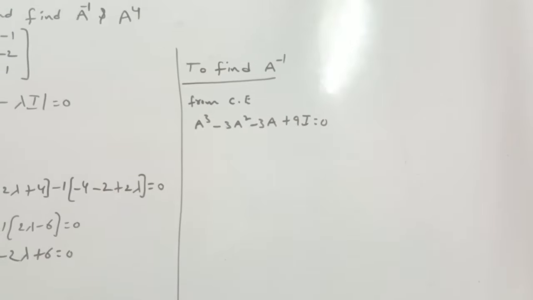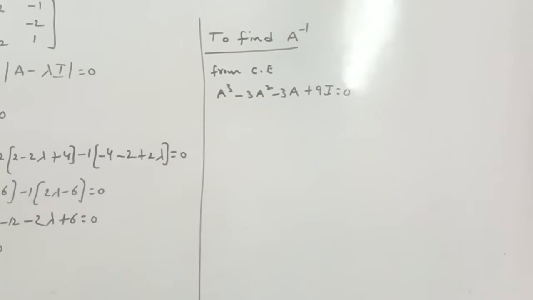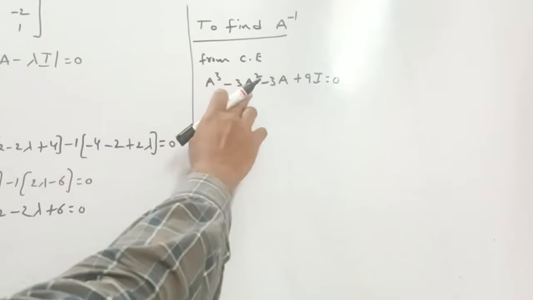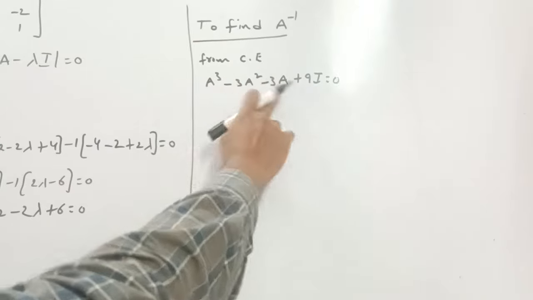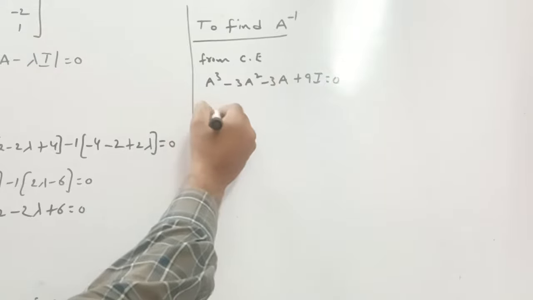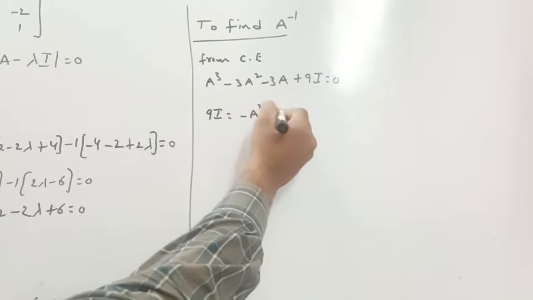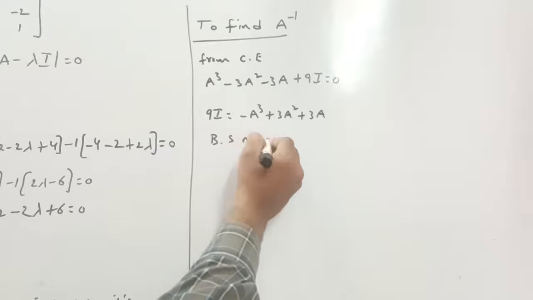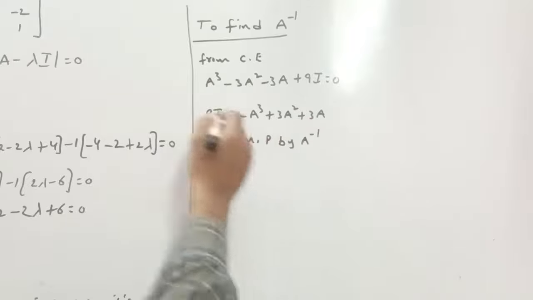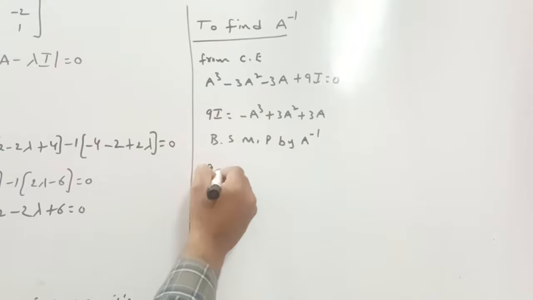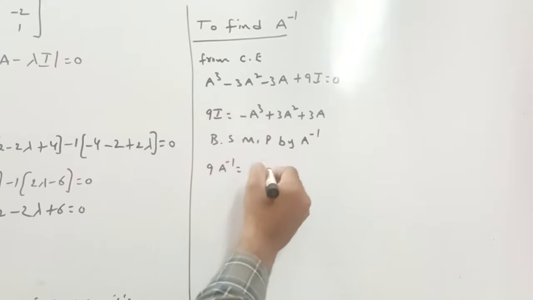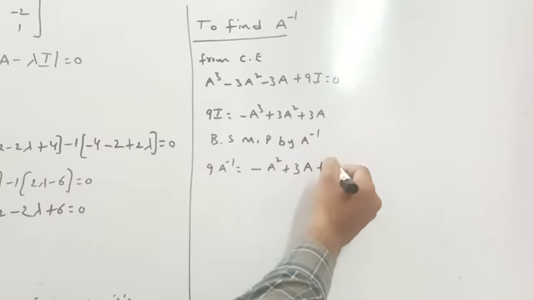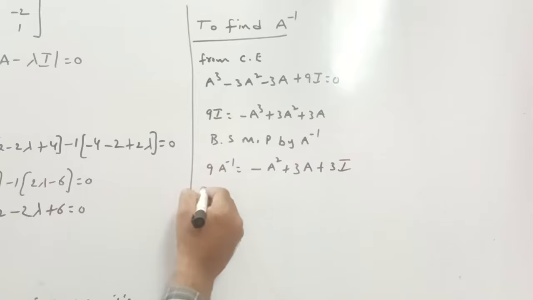Many students use the calculator and simply find A inverse and write the answer. It is not like that. You have to solve using the characteristic equation only. So what we have to do now? Send all these terms to the right hand side. What I get here: 9I is equal to minus A cubed plus 3A squared plus 3A. Both sides multiply by A inverse. So 9I into A inverse is 9A inverse; minus A cubed into A inverse is A squared; A squared into A inverse is A; 3A into A inverse is I. Okay, send this 9 to that side.